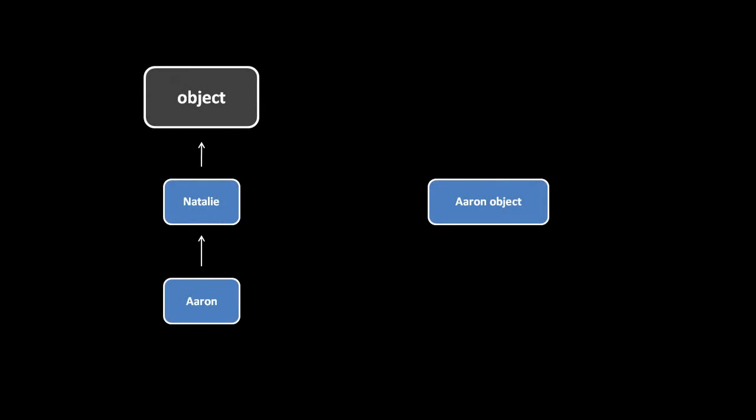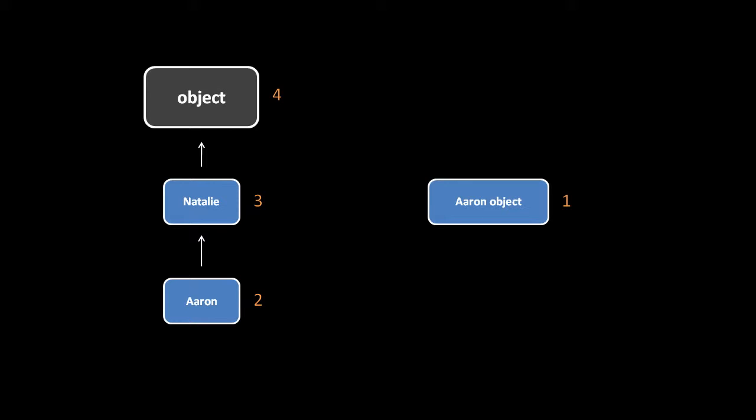So here, for example, we have an Aaron object, which is an instance of the Aaron class, which itself inherits from Natalie, which in turn inherits from object. If we try to get an attribute named foo from the Aaron object, Python first looks in the Aaron object, and if there is no such attribute of that name, Python then looks in Aaron. Failing there, it then looks in Natalie, and failing there, it looks in object. And if object doesn't have any attribute of that name, Python will throw an exception.